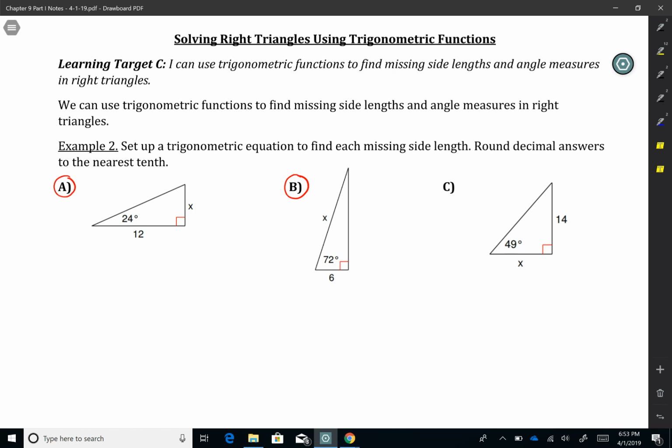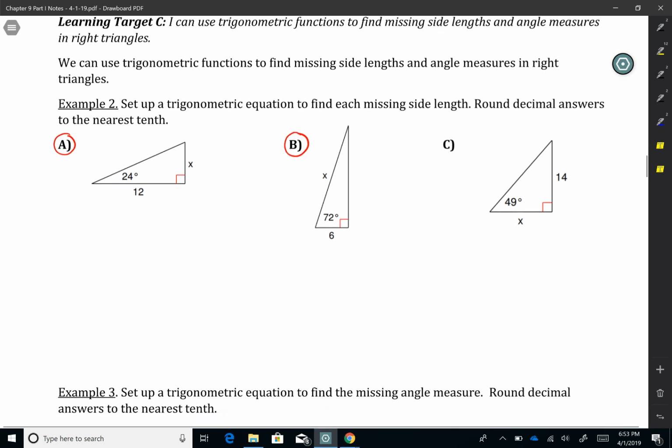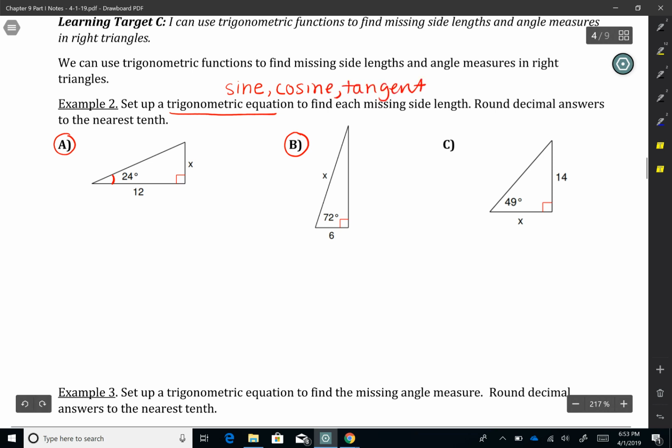The instructions tell us to set up a trigonometric equation to find each missing side length. Round decimal answers to the nearest tenth. Okay, to set up a trig equation, we first look at where our angle is that we're talking about. And our angle is down here, this 24-degree angle. A trig equation involves either sine, cosine, or tangent. We're not going to use any of the reciprocal functions. So we are either going to use opposite over hypotenuse, adjacent over hypotenuse, or opposite over adjacent.